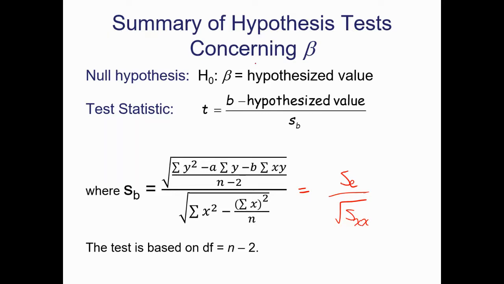So with our hypothesized value typically being 0, if it equals 0, this just becomes B divided by SB, if the hypothesized value is 0. If it's not, then we couldn't simplify it like that.